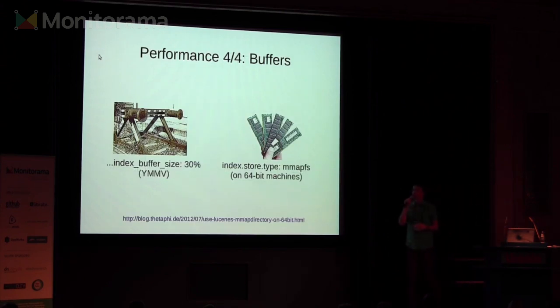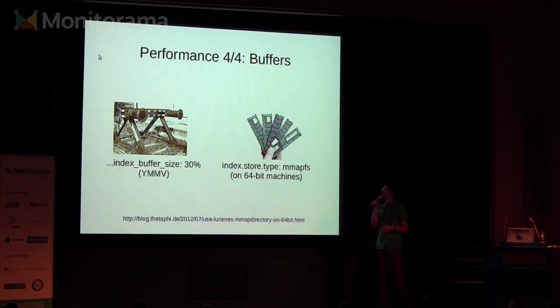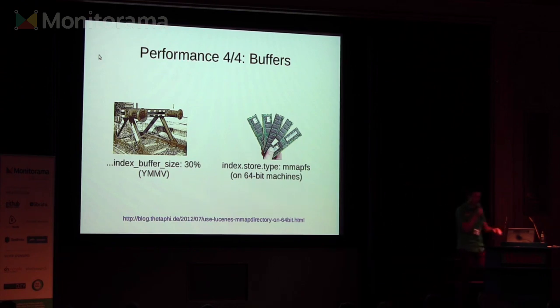And finally, some more buffers and caches. There's an index buffer that you might want to up if you have a lot of indexing going on. And then, if you're on a 64-bit machine, which you probably are, using mmapfs as the store type will make better use of OS caches for when you index and for when you search.